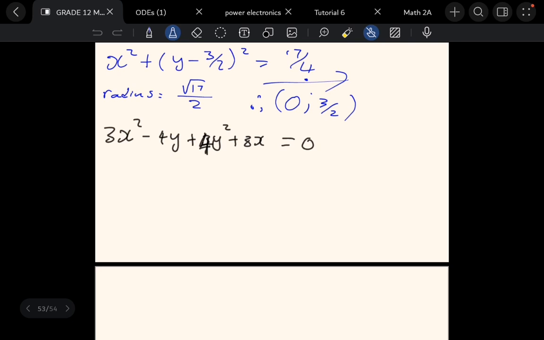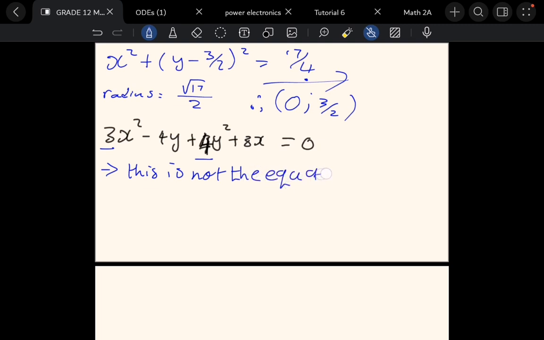Can you complete the square? No, you can't. Why? The coefficients are different. They need to be what? The same. So this is not the equation of a circle.